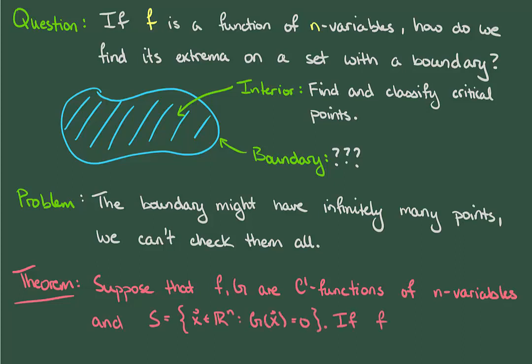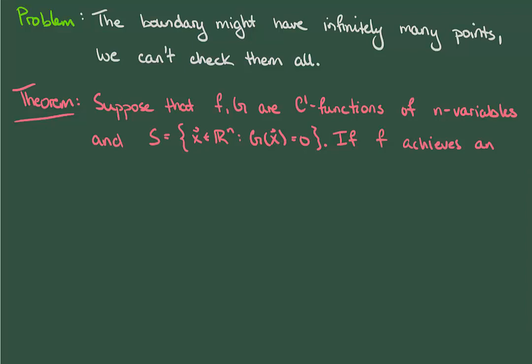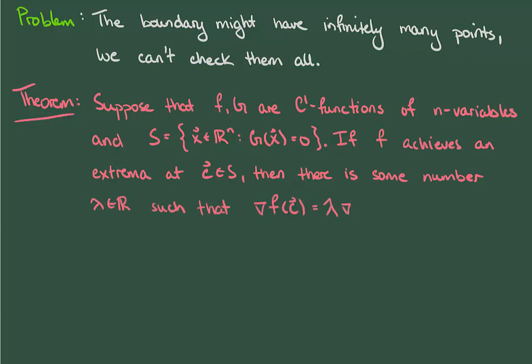If f achieves either a maximum or minimum on the set S, then there is some number called lambda, such that the gradient of f is equal to lambda times the gradient of g. That is to say, the gradient vectors for f and g must be parallel.